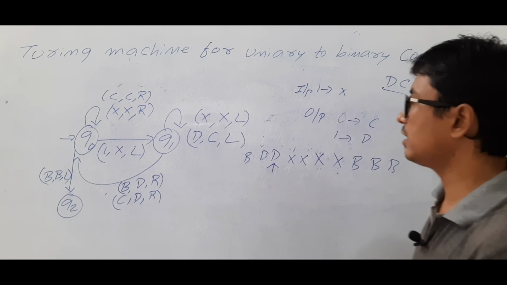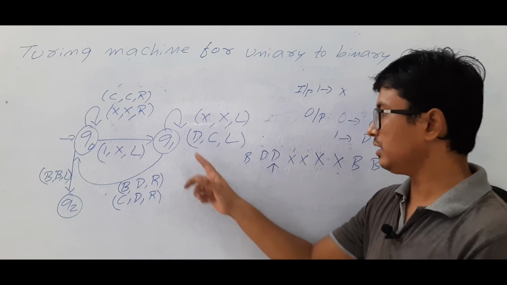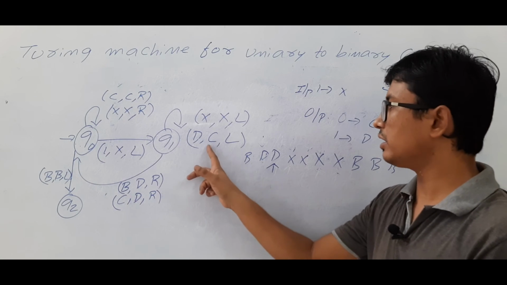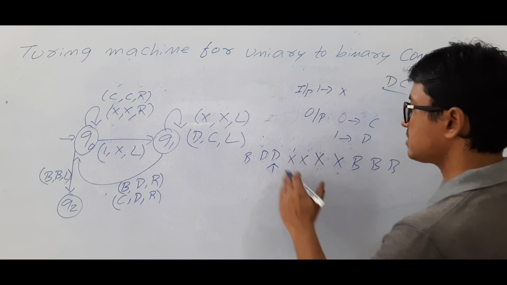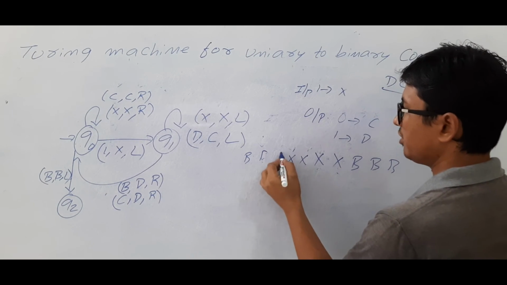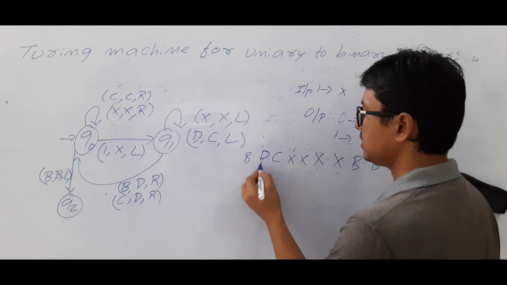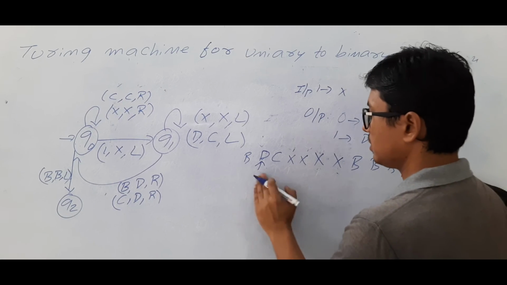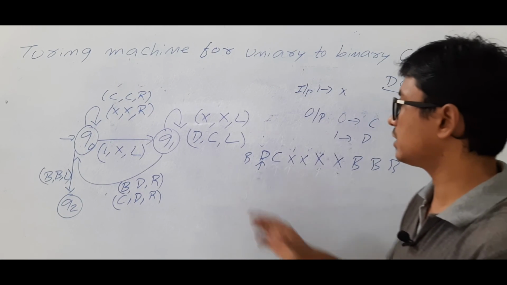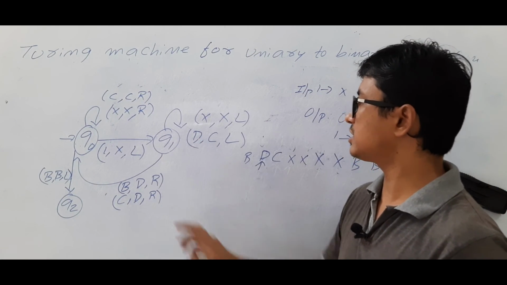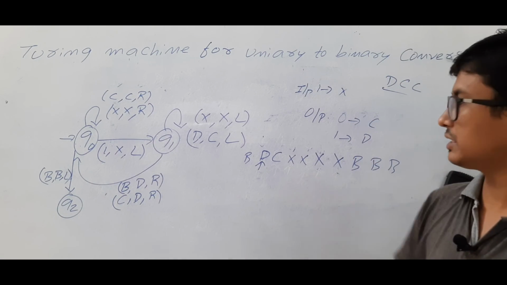Are you able to understand? You are in the state Q1, you got the input as D. What is it saying? You modify it as a C and move to the left. What is there in the left hand side? D is there. Okay? Your tape head is pointing to this one. And which state are you in? You are still in the Q1 state only.